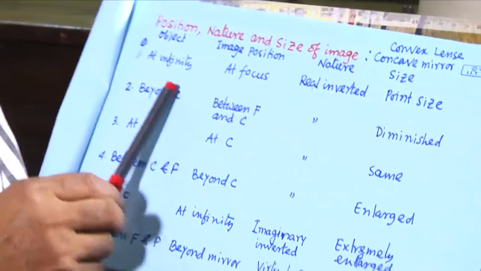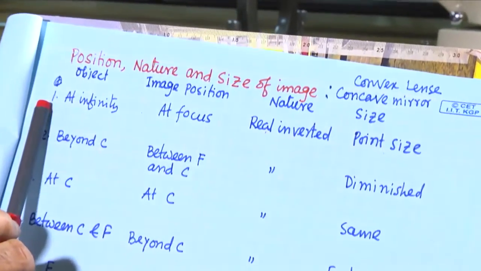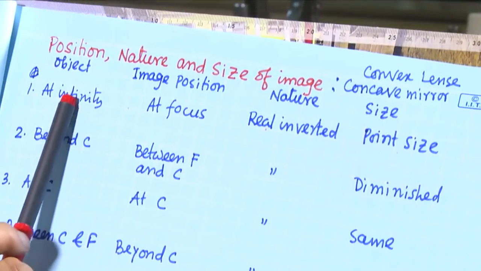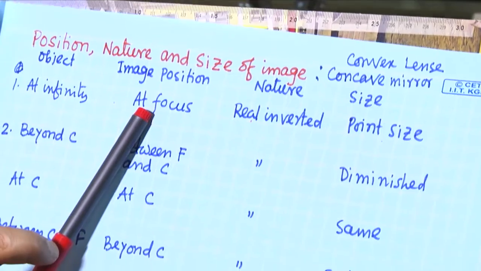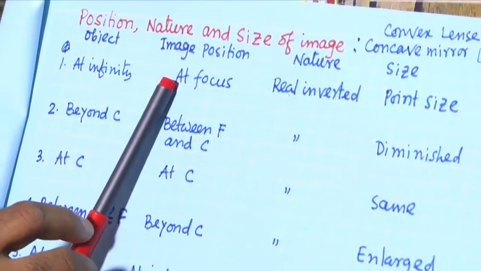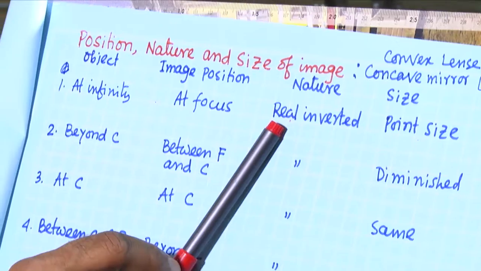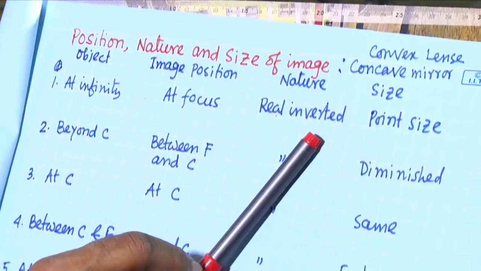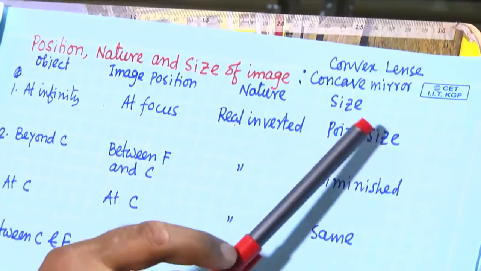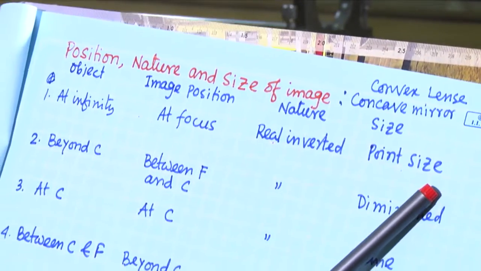So if your object is at infinity, that means parallel rays are coming and falling on the mirror, okay. So the image position will be at the focus, the focal point of the mirror, and it will be a real and inverted image, and it will be very small in size, point size, okay.